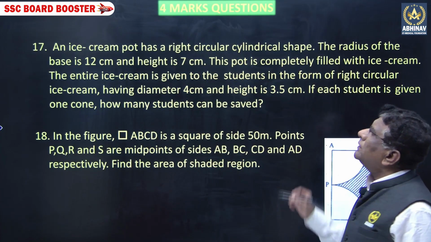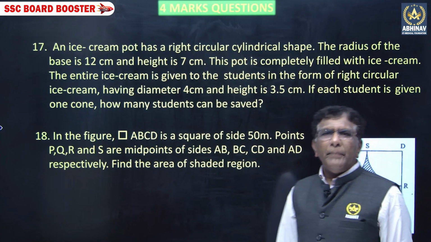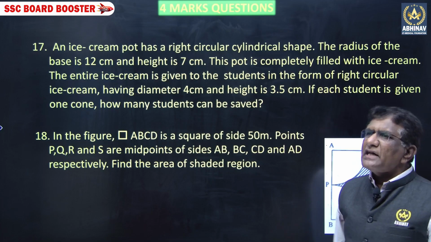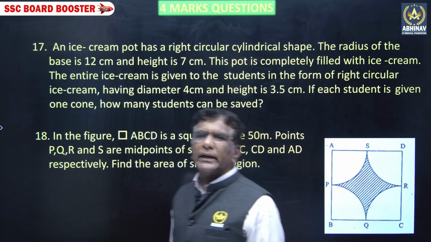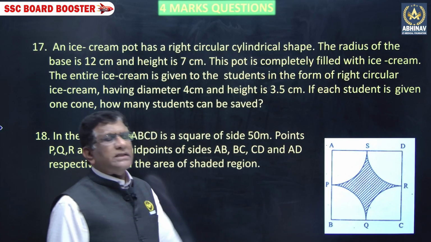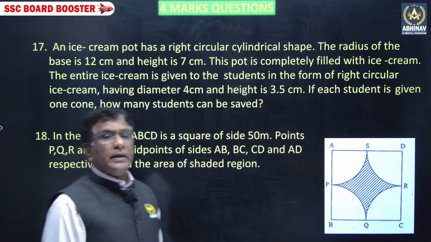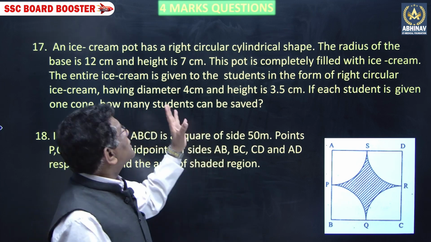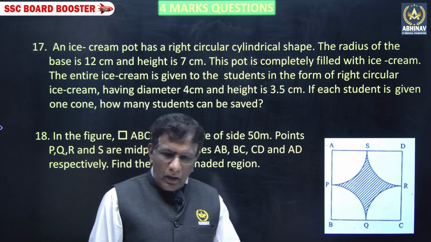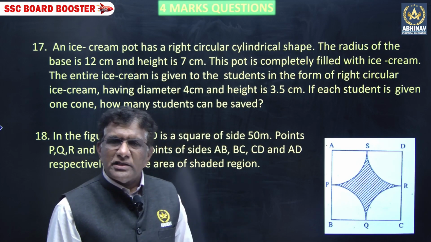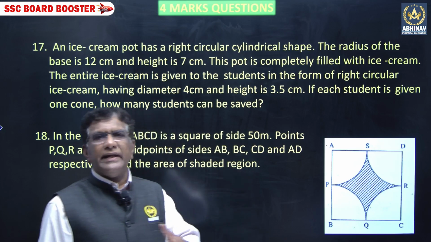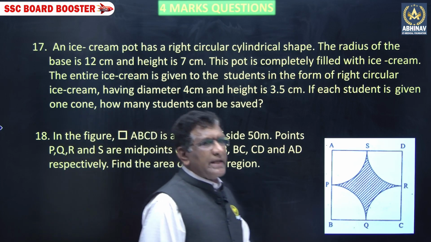Then coming lastly to the mensuration 4 mark examples. This particular ice cream pot example is also one of the important examples, so go through this example and try to solve this one. You have to use the volume of this particular cylinder and also other formulas. Try to take the ratio and find the number of students, how many get this. So try to solve this example.